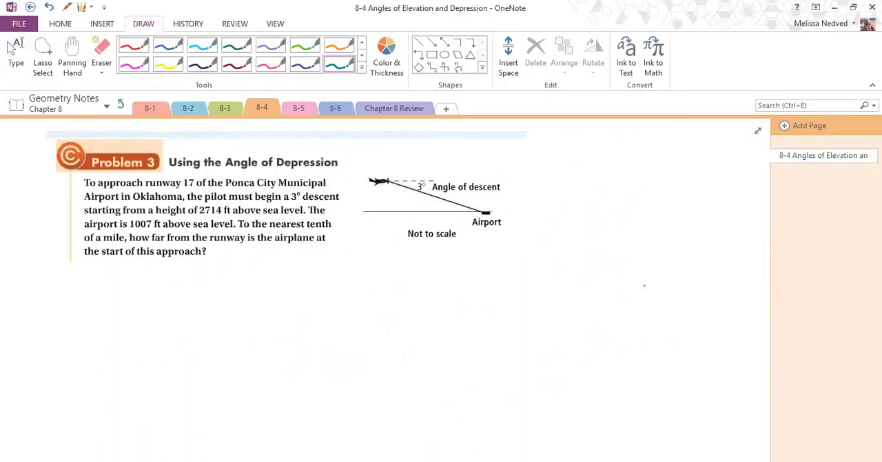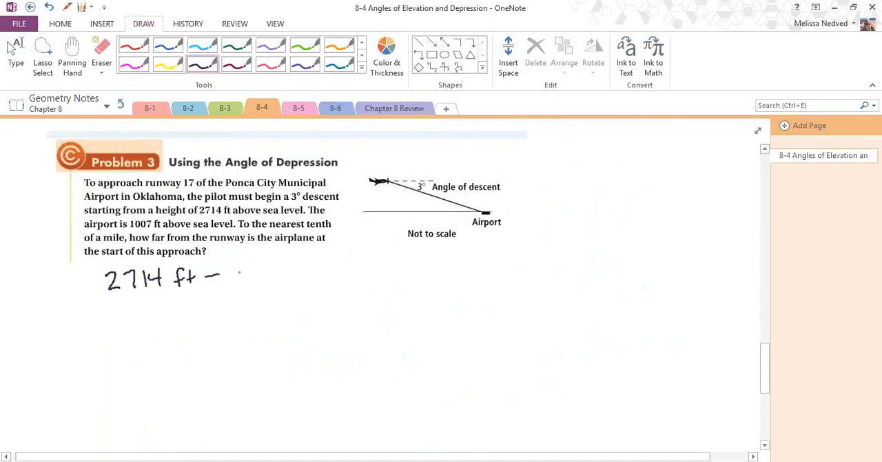So we have a lot going on here. Let's start with the height of that plane where we're beginning. It says the airplane is 2,714 feet above sea level. But that doesn't mean that he's 2,714 feet high, because the airport actually isn't at sea level. The airport is 1,007 feet above sea level. So to find the actual height of that airplane from where it's flying to the airport, we're going to have to take that 2,714 feet and subtract the feet above sea level that our airport is, which is 1,007 feet. That tells us that the airplane is actually 1,707 feet above the airport.